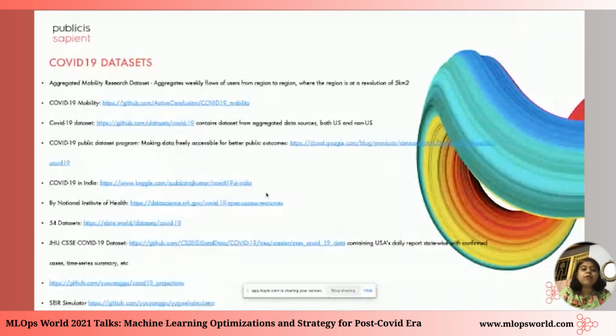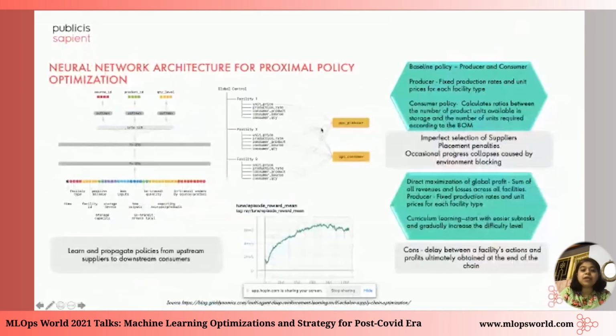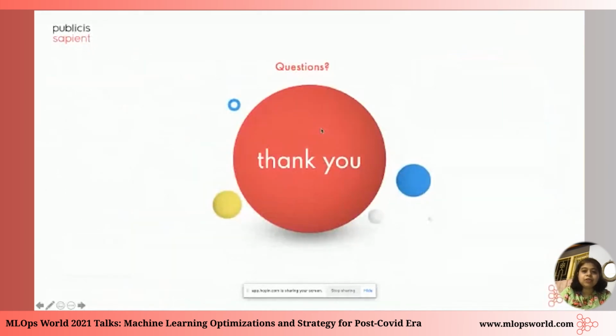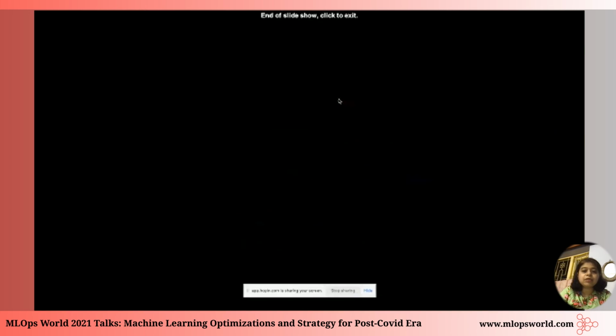These appendix slides include some of the data sets I have added, and some examples of how reinforcement learning can help in supply chain. So thank you. Now open to questions.